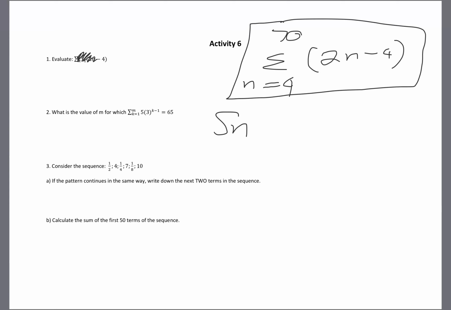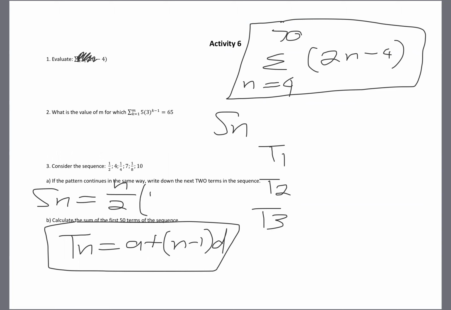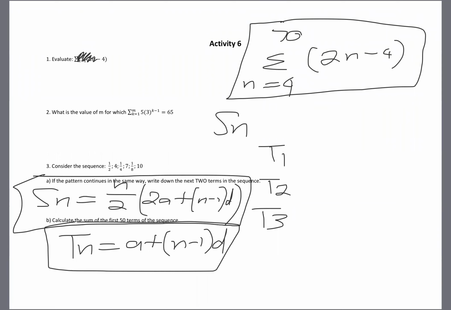You first have to find out what your T1, T2, and T3 are so that you can find a general term. Remember, we used to write it like this, so that you can formulate this and this one: Sn is equal to n. Do you understand? You have to get enough information to be able to substitute into either this one or this one.